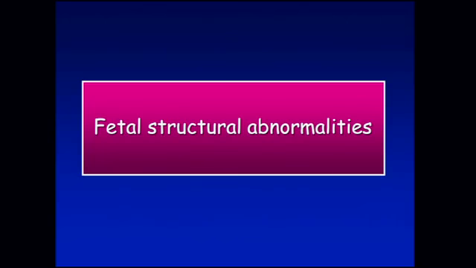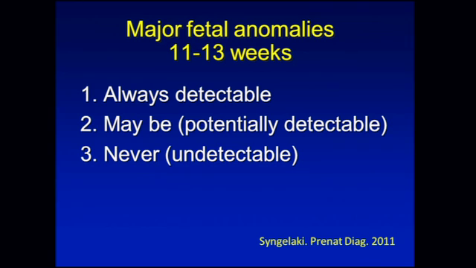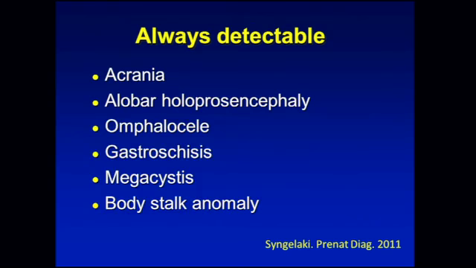Now I'm going to move on to fetal structural abnormalities. The major fetal anomalies can be broadly classified into 3 groups based on whether they can be detected at 11 to 13 weeks. The first group are abnormalities that are always detectable. The second group, those abnormalities that may be detectable. And the third group, those abnormalities that cannot be detected at 11 to 13 weeks.